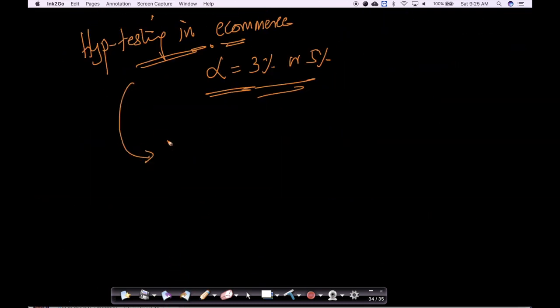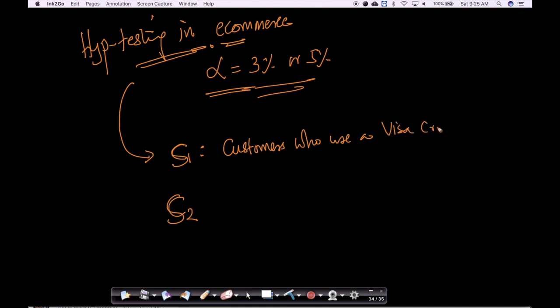For example, in e-commerce, let's assume you have two sets of customers, S1 and S2. Let's assume set 1 is customers who use a Visa-based credit card, and set 2 is customers who use a MasterCard-based credit card.